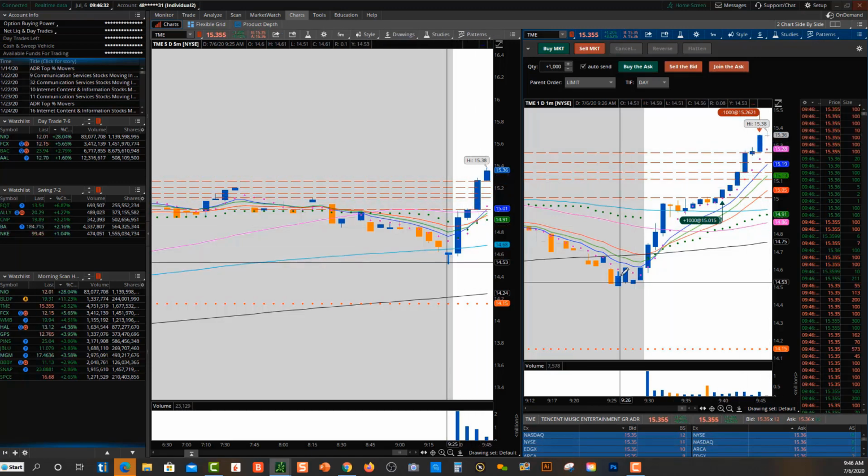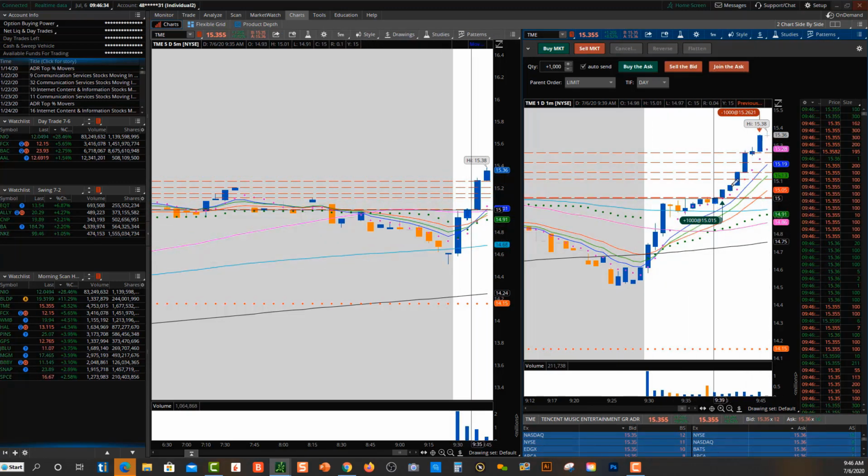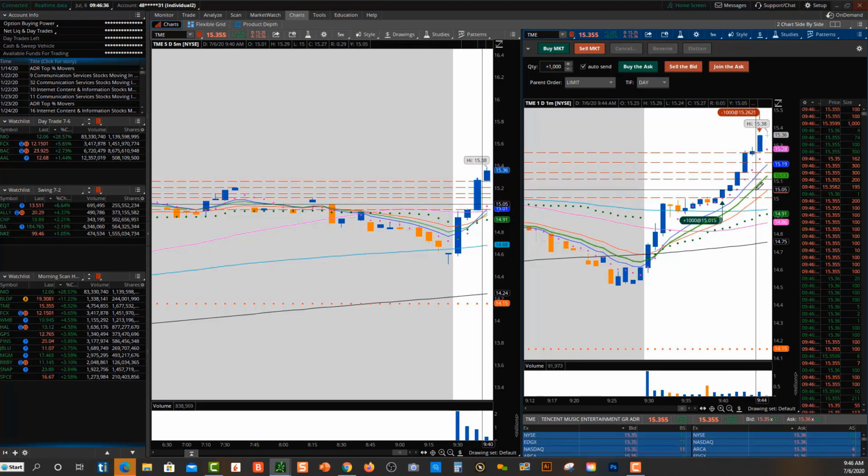So again, that's trading, but that was a nice ascending triangle breakout for almost a 25-cent scalp. I did it on a kind of $15 stock. You can do this on penny stocks, large cap stocks, whatever your trading style is.